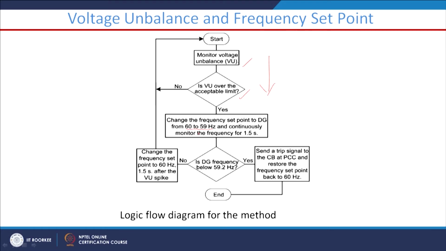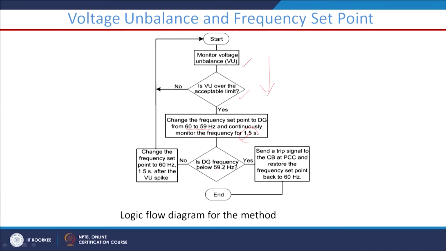Then we have to change 60 to 59 hertz and continuously monitor this frequency for 1.5 seconds. The duration of this frequency monitoring is 1.5 seconds. After that, we measure the frequency at the DG terminal. DG means distributed generation, or we call it DER, distributed energy resource. Now, another check we do: is this DG frequency below 59.2 hertz, yes or no? If yes, then there is islanding.